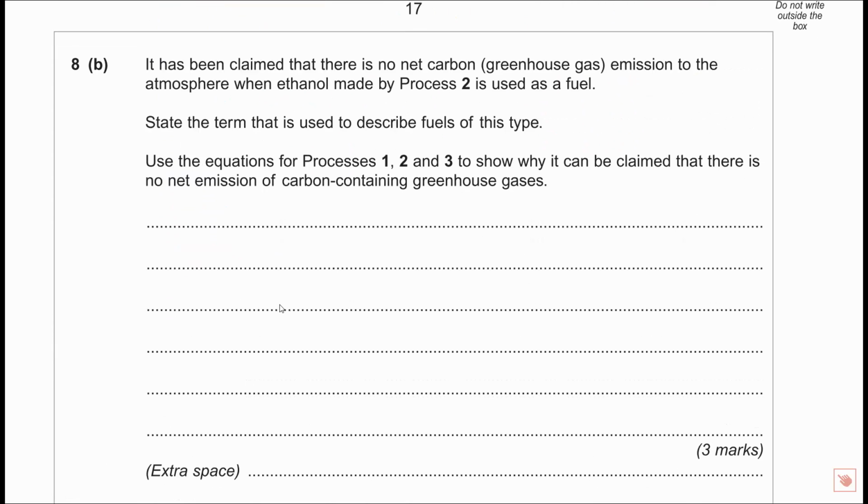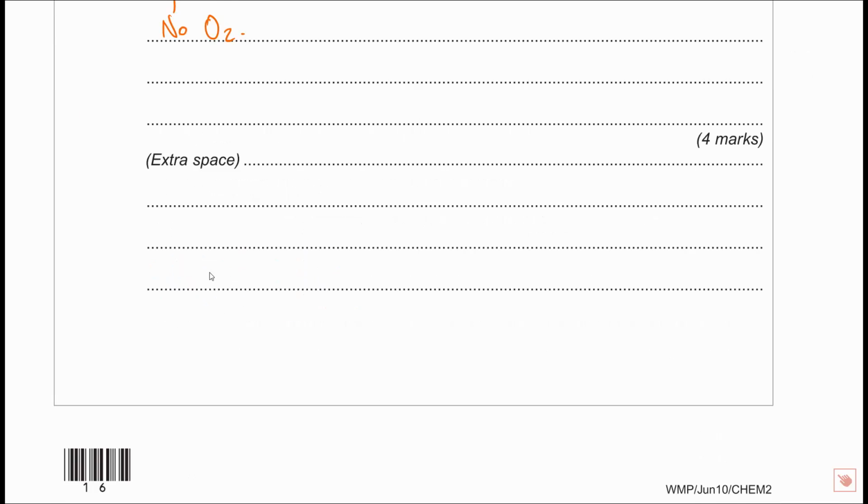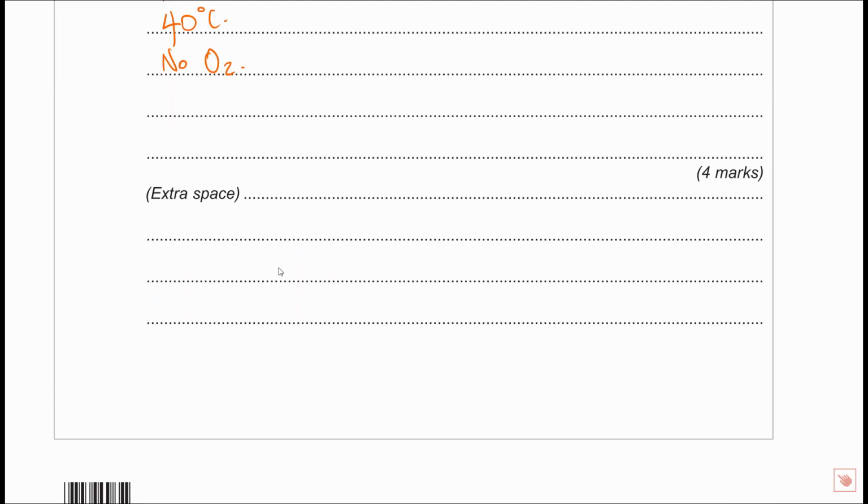Okay, 8b. It has been claimed that there is no net carbon greenhouse gas emission to the atmosphere when ethanol made by process 2 is used as a fuel. State the term that is used to describe fuels of this type. Now, I didn't actually cover this in the theory, and that was very naughty of me. But before we do anything else, I'm going to write here, it's termed carbon neutral. And as you would expect, it's neutral in terms of its carbon. Now, it says use equations 1, 2, and 3.